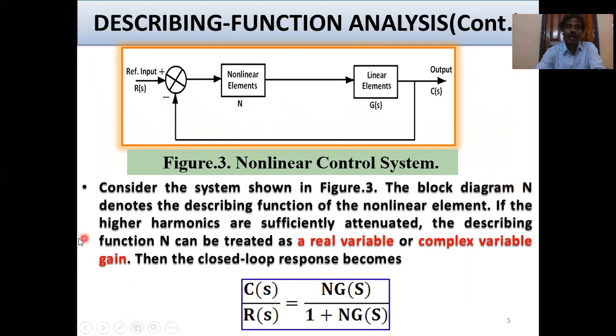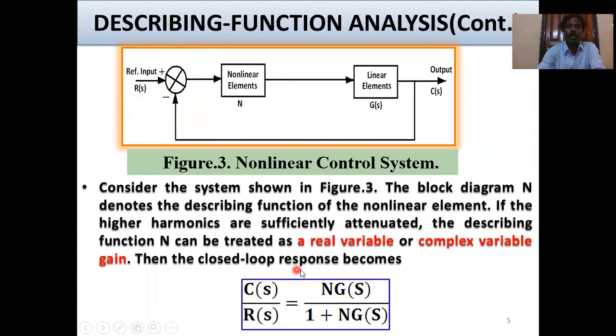N denotes the describing function of the nonlinear element. If the higher order harmonics are sufficiently attenuated, the describing function N can be treated as a real variable or complex variable gain.